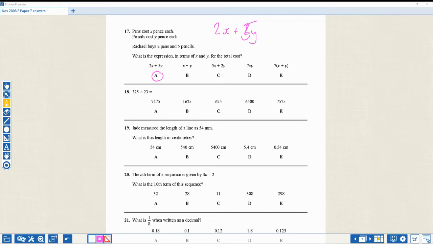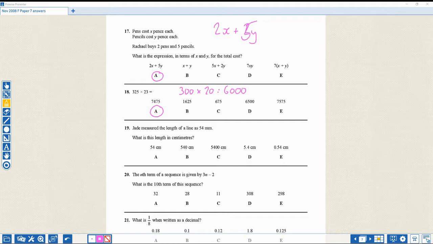Question 18, 325 times 23. Which one of these is the correct answer? Okay, well you could work it out just using the column method or the grid method, and you get the exact answer. And the answer there is 7,475. But what you could do to help yourself, you could round it down to 300 times 20, which is 3 times 2 is 6 over 3 zeros.